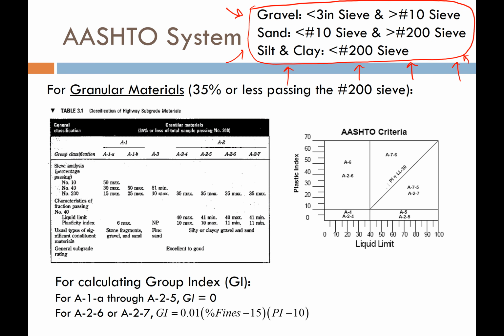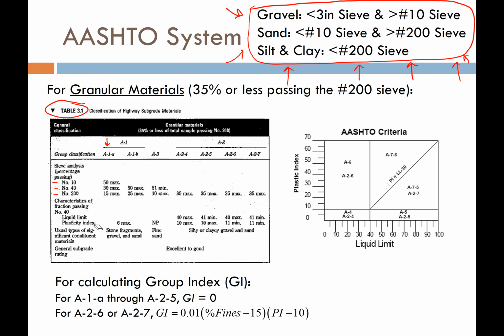Now, if I have 35% or less passing the number 200 sieve, I'm going to have a granular material soil. So AASHTO provides this useful little table here, Table 3.1, and basically what we do with Table 3.1 is we start at the left and we just start answering the questions. The questions are based on how much percent of the soil is passing these different sieves: the number 10, the number 40, and the number 200 sieve. And then we also have some questions regarding plasticity, liquid limit, and plastic index.